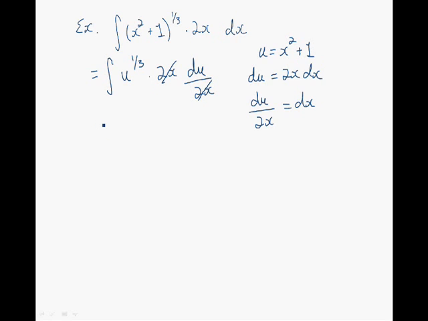Therefore, what we get is u to the power of 1 over 3 plus 1, over 1 over 3 plus 1, plus a constant. And this simplifies to the following. And this is divided by 4 over 3, which is the same as multiplying by 3 over 4. And we add a constant. So now we simply replace u with x squared plus 1, therefore we get the following.